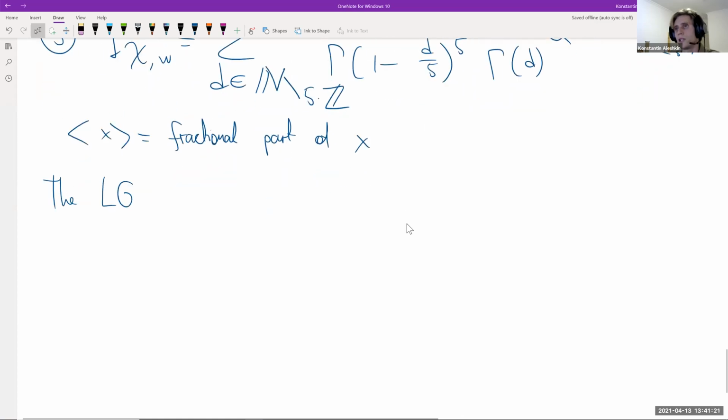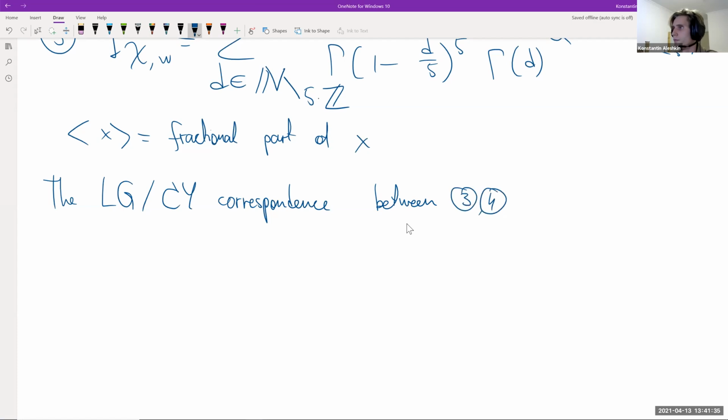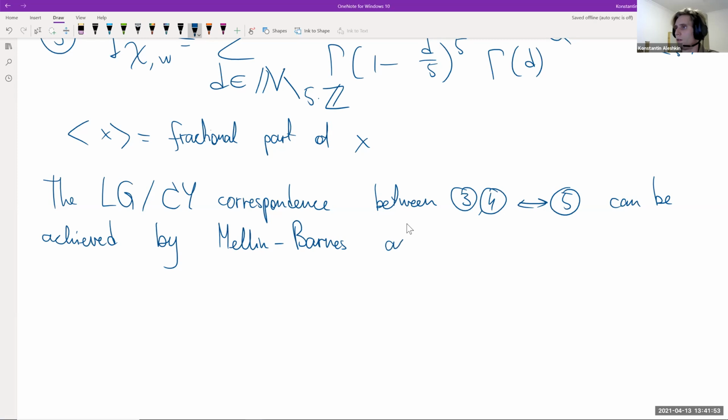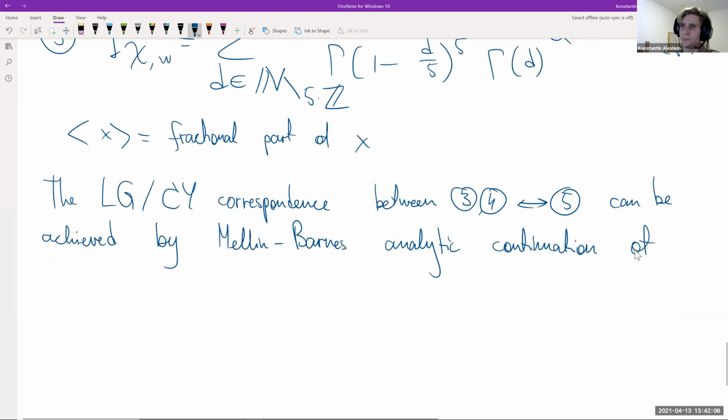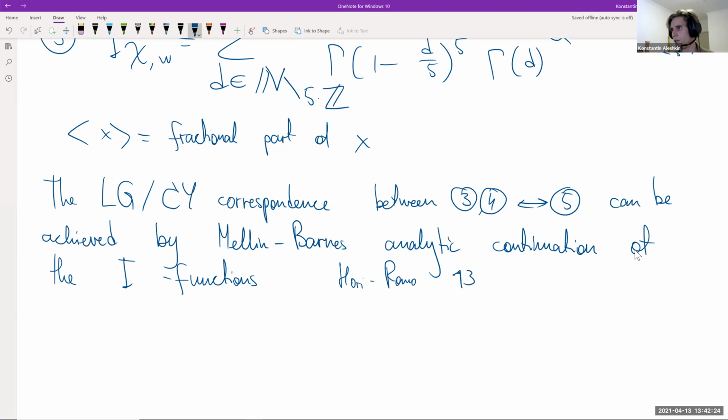The relation. So the Landau-Ginzburg/Calabi-Yau correspondence between 3, 4, and 5 can be achieved by the Mellin-Barnes analytic continuation of the I functions. And in the physics literature, this was known in 2013. So Hori and Romo, 13, in physics.